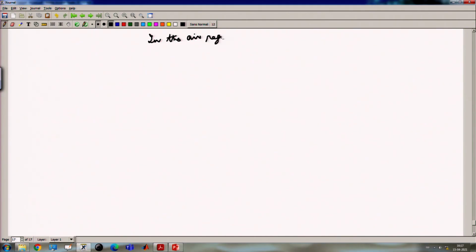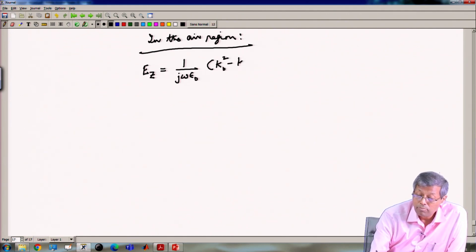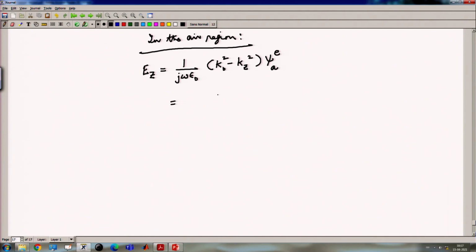So, in the air region, the electric field E z is given by 1 by j omega epsilon naught times k 0 square minus k z square psi a e, that is, minus v square by j omega epsilon naught psi a e. Psi a stands for air, E stands for even, as before.